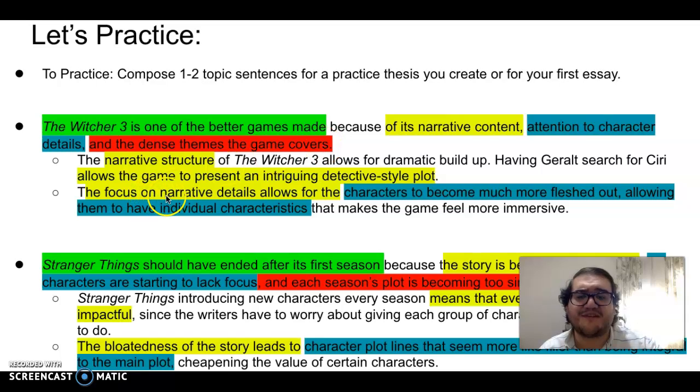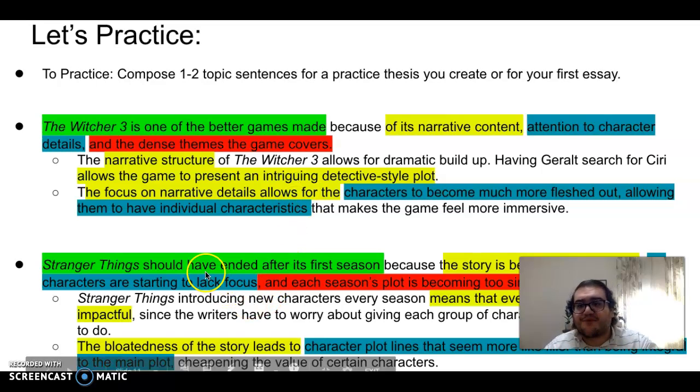And let's go to the second topic sentence. Why is this portion yellow if it's concerning reason A, and the next part is blue when that concerns reason B? Well, because the yellow portion is my transition, right? The focus on narrative details allows, so I'm going from reason A to reason B, or idea A to idea B. Notice that it's just a phrase, just a collection of words that flows into your next topic sentence.